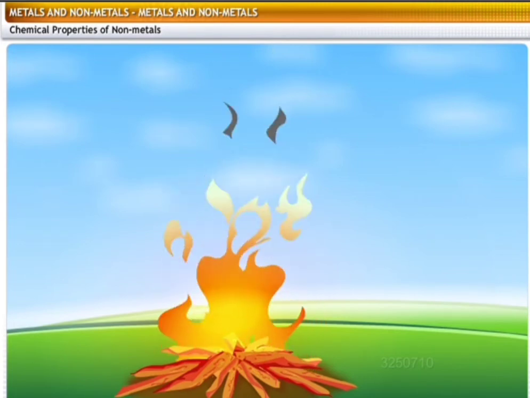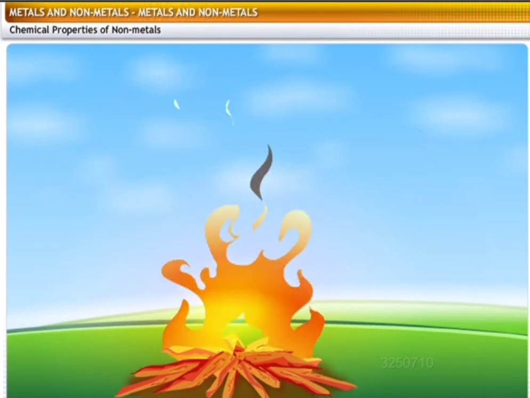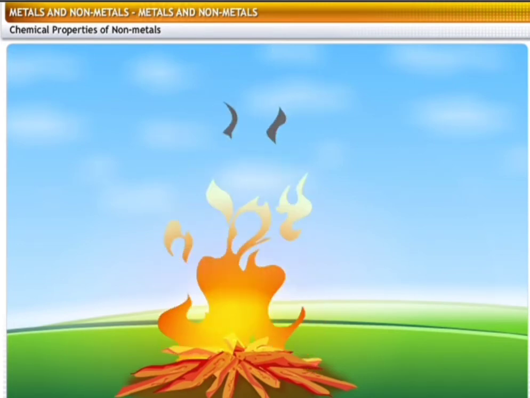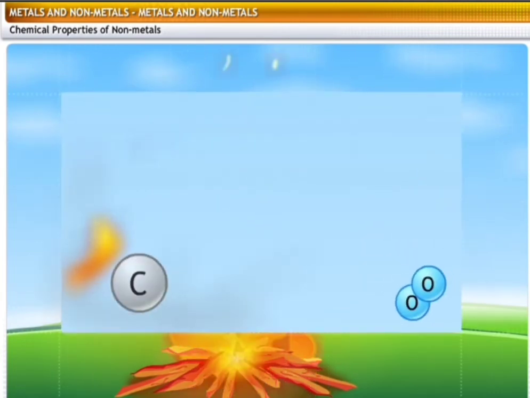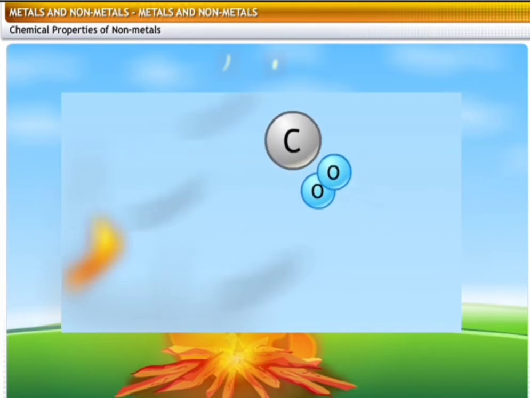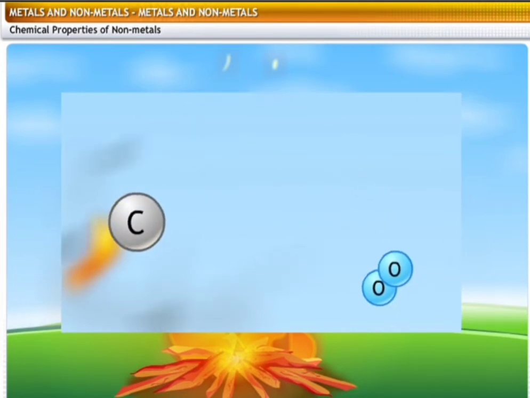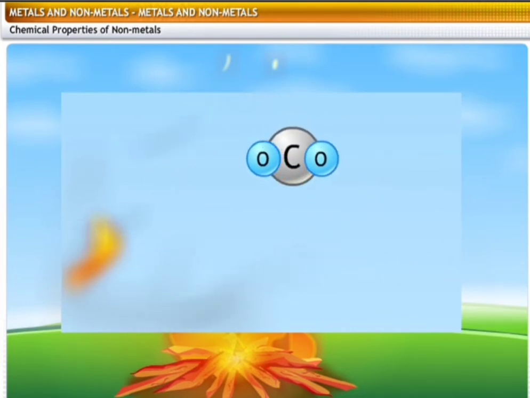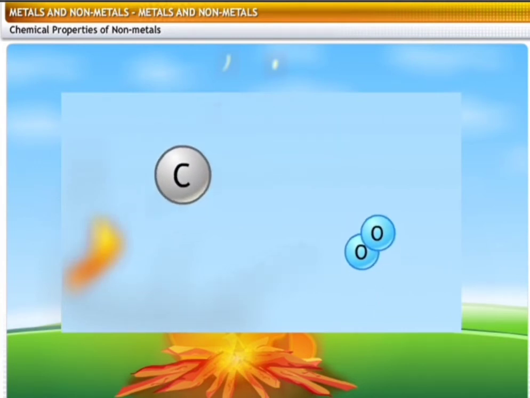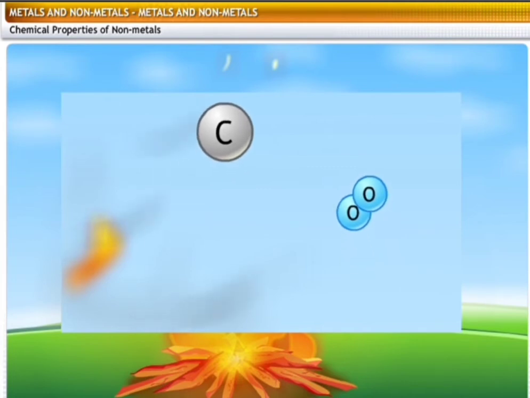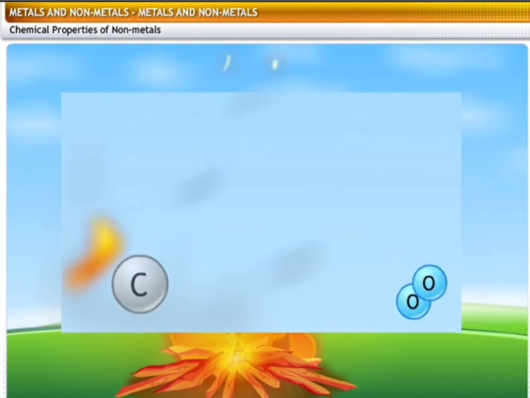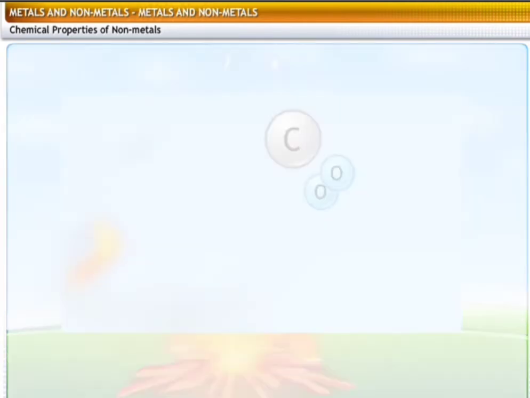When you make a bonfire, the wood burns to release smoke. The burning of wood involves a chemical reaction called oxidation. The carbon in the wood reacts with atmospheric oxygen to form carbon dioxide. The carbon dioxide is released in the form of smoke. Let's look at the chemical properties of nonmetals in general to understand their behavior with other elements.